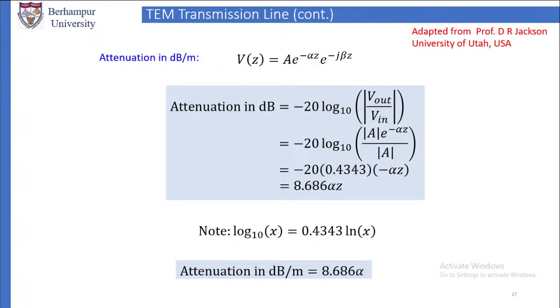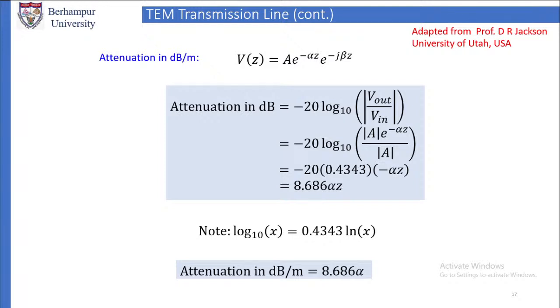Now on that you can write V out as A exponential minus alpha z. V in is A, so when z is equal to 0, that gives you V in. So from that you will write minus 20 log 10 into A exponential minus alpha z by A.